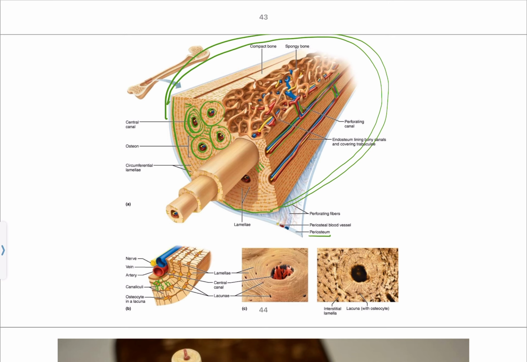So regular lamellae, just plain lamellae, make up the osteon. Ones that are incomplete, residing between the different osteons, we call interstitial lamellae. Ones going around the entire circumference of the bone, we call circumferential lamellae.